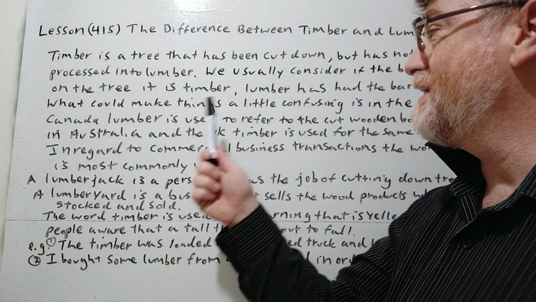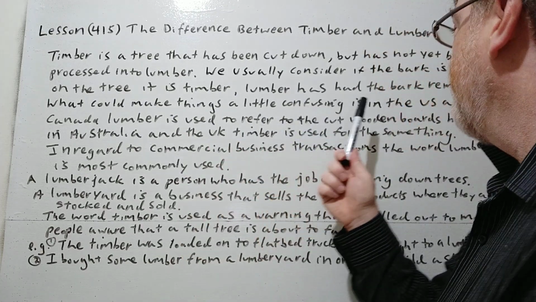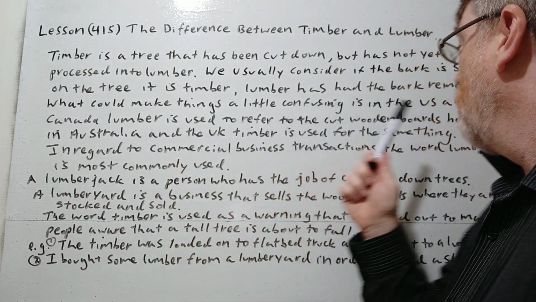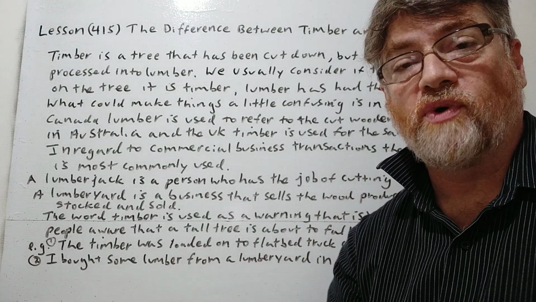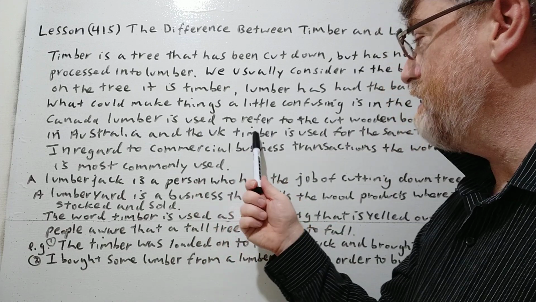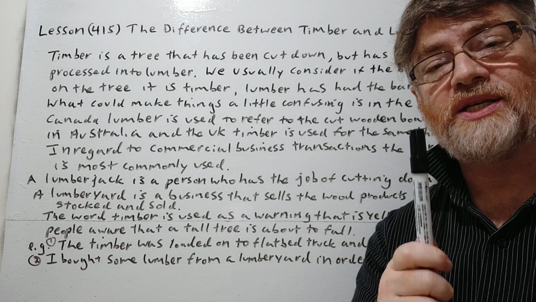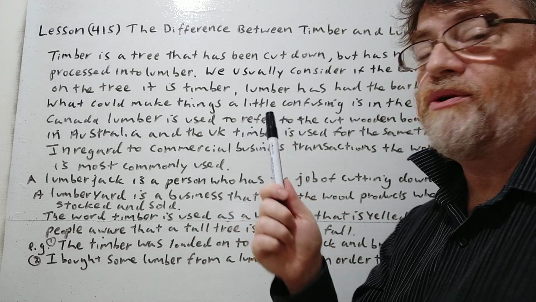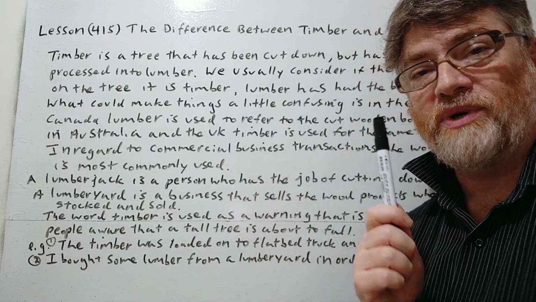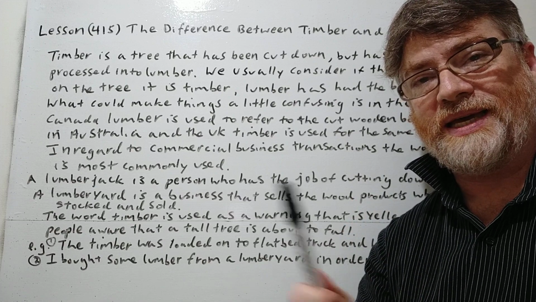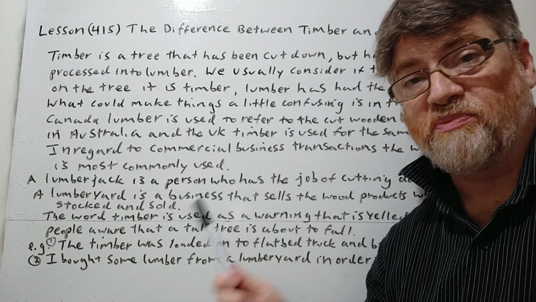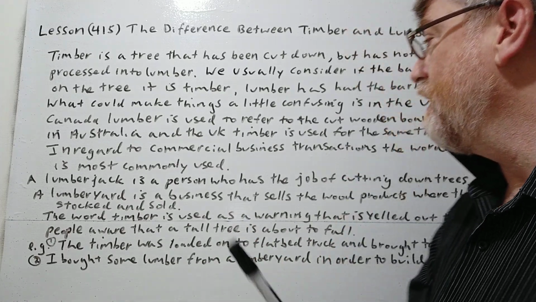What could make things a little confusing, though, is that in the US and Canada, lumber is used to refer to the cut wooden boards, like 2x4s, 4x8s. However, in Australia and the UK, timber is used for the same thing. So I think in the UK and Australia, you could use either timber or lumber for this. But in the US, we would not use the word timber for this. So this is why it can get a little confusing. Even if you have different teachers, they might give you slightly different explanations, even if they understand it themselves.